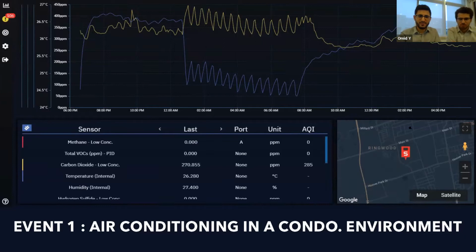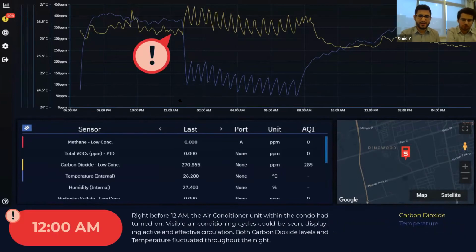The yellow line on top is the carbon dioxide level, and the blue line on the bottom is the temperature of the environment. I'm not sure if you can see here, but the graph starts at 6 p.m., and then we come here about midnight. What happened here is that near midnight, the air conditioning inside the unit was turned on. Immediately from there, you can see the temperature drop corresponding to the air conditioning being turned on. And also the cyclic behavior of the air conditioning, the thermostat basically working on and off. That's why you see the cycles over here.